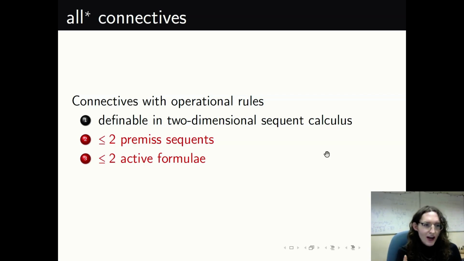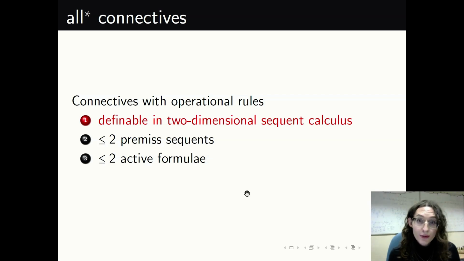If you paid attention earlier, we said we want to look at all connectives definable in 2-dimensional sequent calculi, and we've put a cheeky little asterisk after the "all". And here's what the asterisk means, right? We have those 2 restrictions in place, the pragmatic restriction and the hard restriction of definability in 2-dimensional sequent calculi. That's what we mean by all connectives.